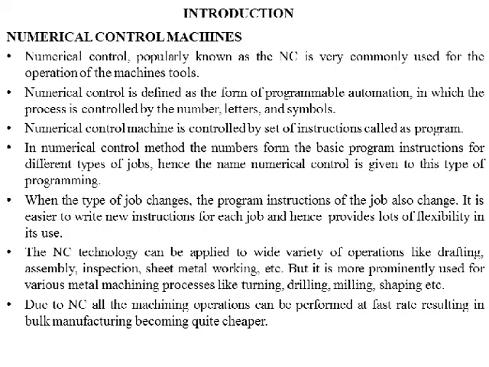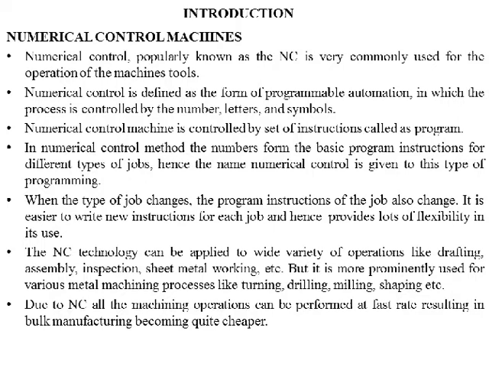What are numerical control machines? Numerical control machines are also known as NC machines popularly, and these are used for the operation of machine tools. Numerical control is defined as a form of programmable automation in which the process is controlled by numbers, letters and symbols. So numerically controlled, as the term indicates, is the one which makes use of numbers, letters and symbols, and uses the programmable automation method to control the working of a machine tool.